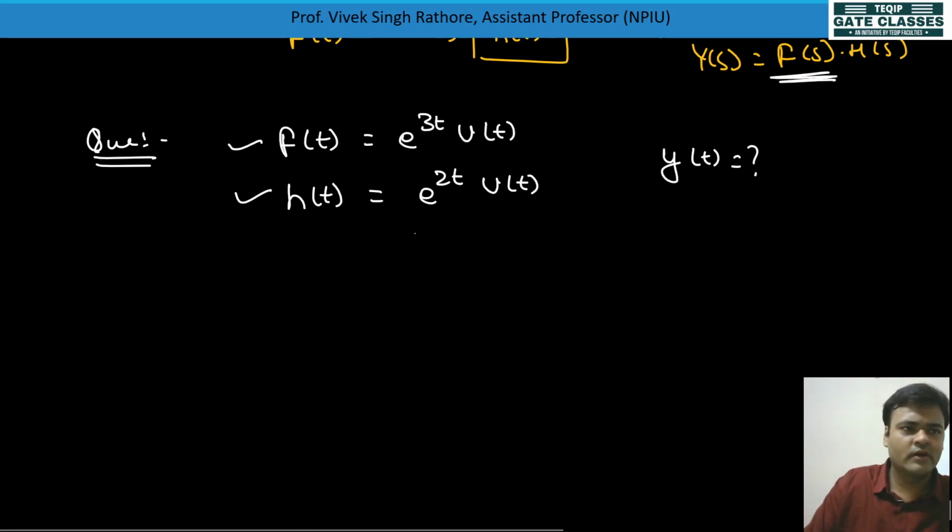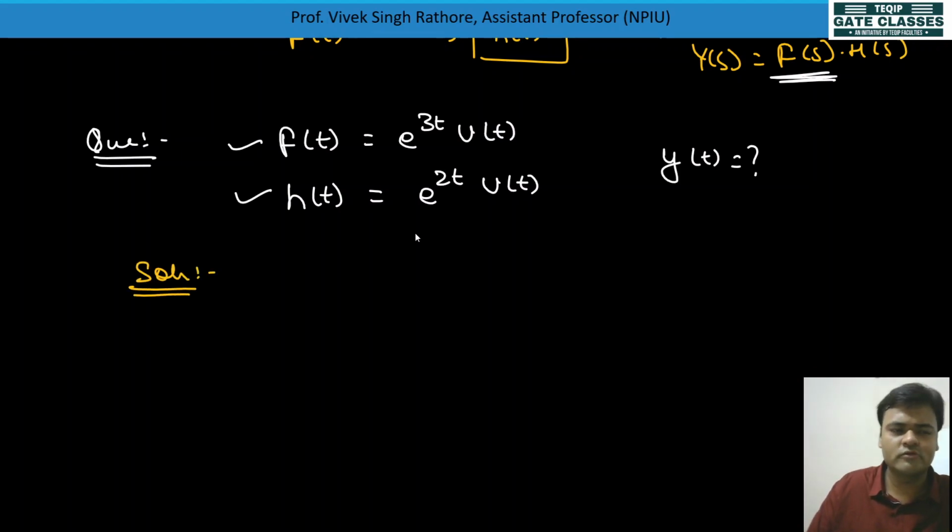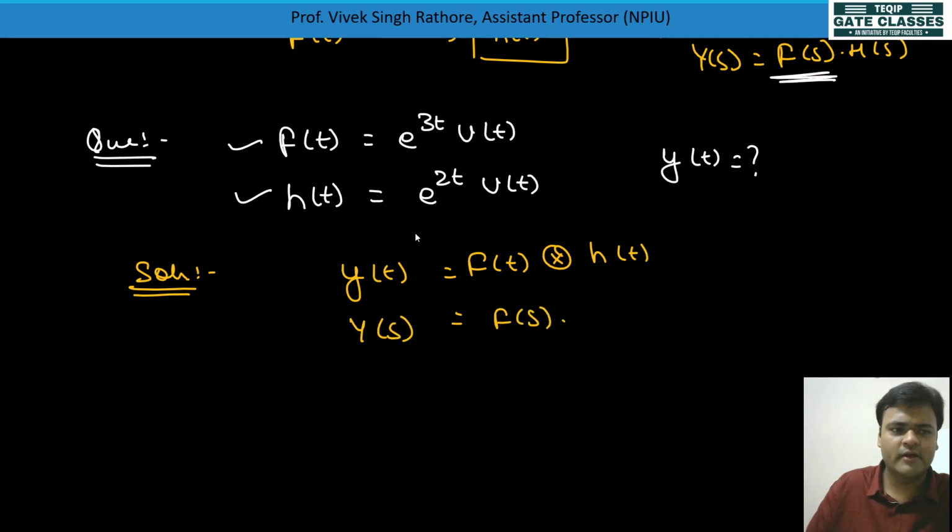We have seen many types of solutions in module 2, how we can solve it by mathematical expression and by graphical methods. Many ways and techniques are there to calculate the output response. One technique is the Laplace convolution property. So y of t will be equal to f of t convolved with h of t. So here Y of s will be equal to F of s into H of s.